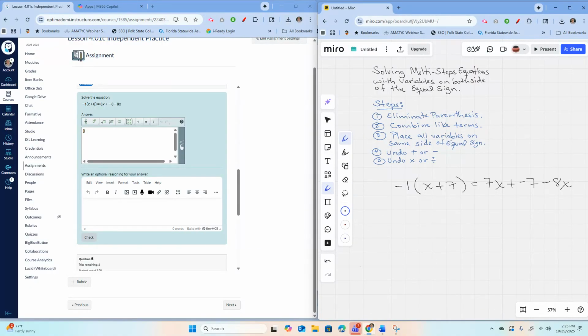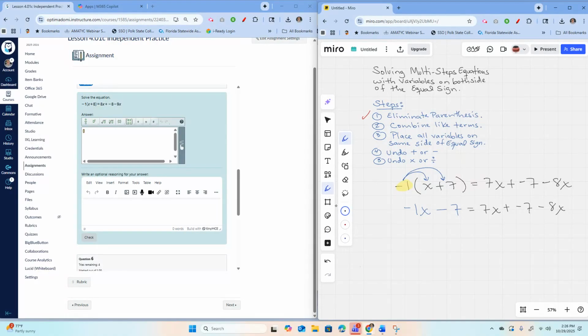Okay, so step number 1, as you can see here, we're going to eliminate the parentheses. If you notice, we have a -1 right on the left side of the parenthesis. That -1 is multiplying everything inside the parenthesis. So -1 times x will give you -1x. -1 times +7 will be -7. Use the calculator if you have to. And then there are no other parentheses, so I'm going to keep writing the rest of my equation.